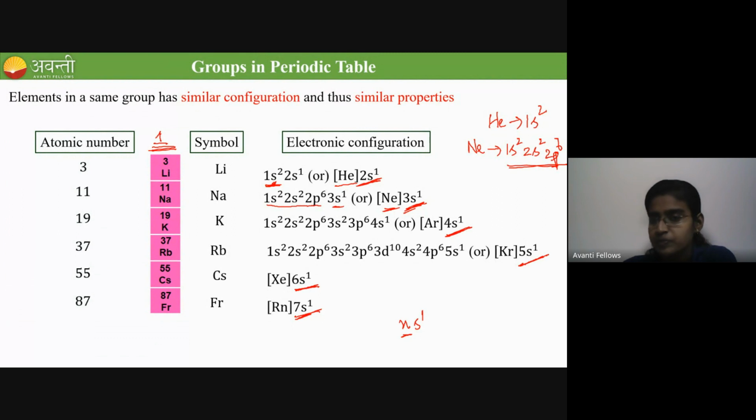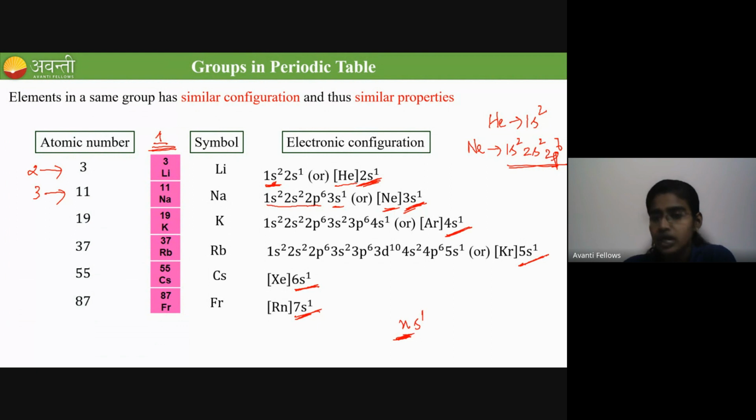Okay. So the general outer electronic configuration for the first group is ns1, where n represents the principal quantum number or the number of the shell. If an element belongs to the first period, it is 1s1. And here lithium belongs to the second period. So that's why it is ending up with 2s1. And sodium belongs to third period. So that's why it is ending up with 3s1. So this n denotes the number of the period or the number of the shell or the principal quantum number.